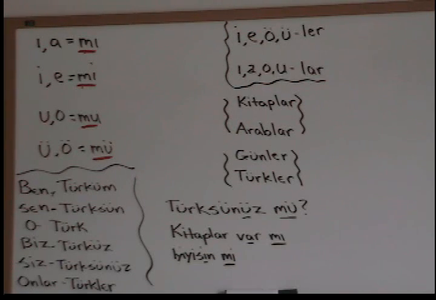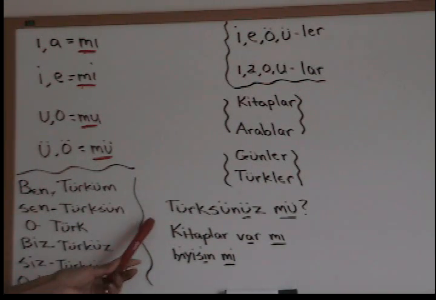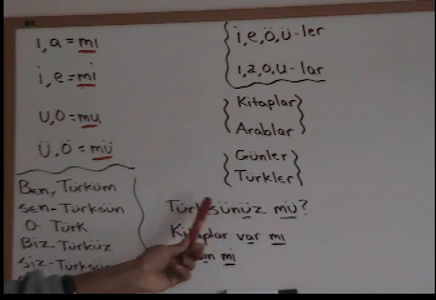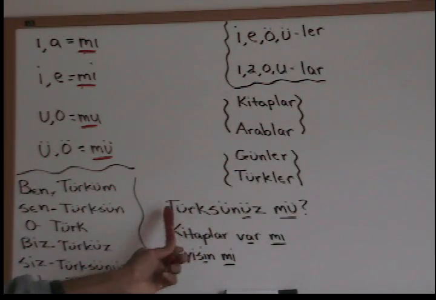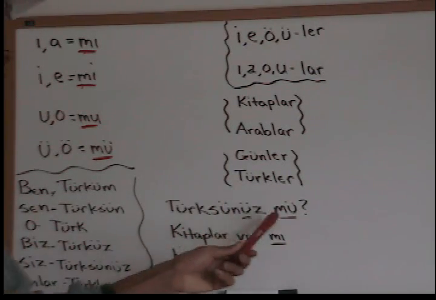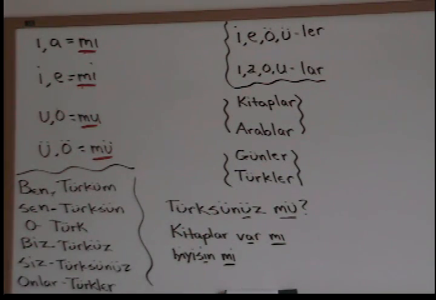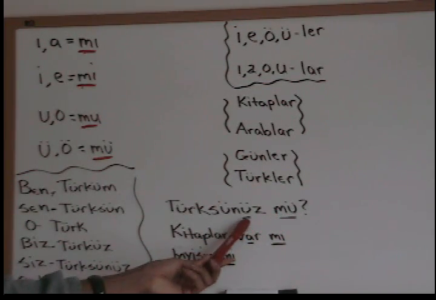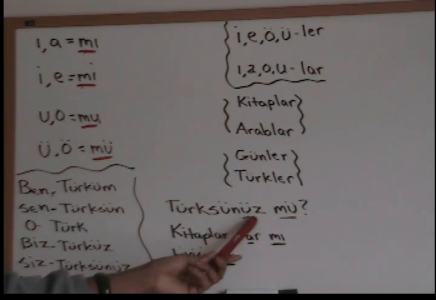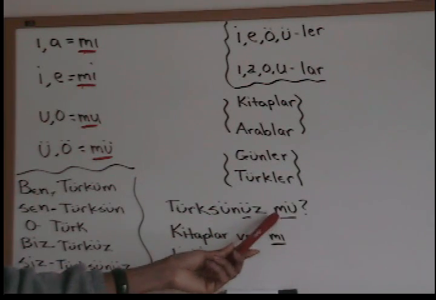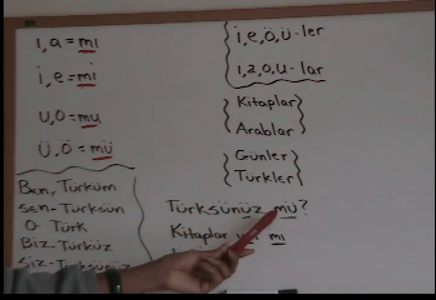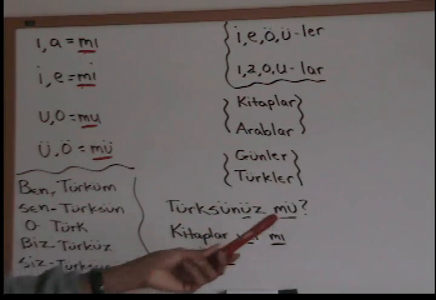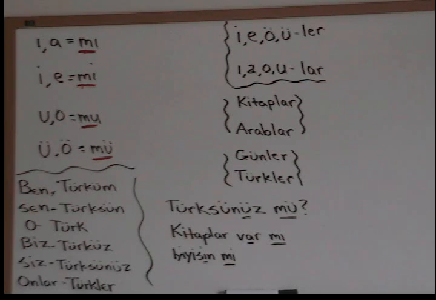For example, let's look down here. Are you Turkish? Türksünüz mü? Okay, so now you see here, mü. It is mü because you look at this: the second to the last letter here will tell you whether or not this will be a mu, mi, mü, or whatnot. So here, sünüz, is mü.